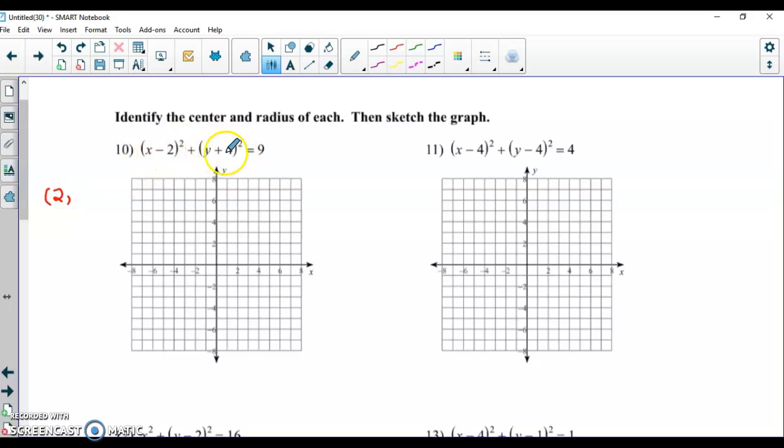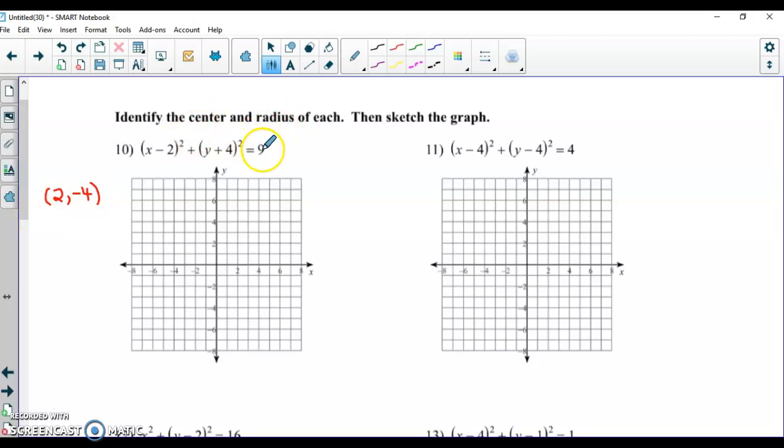And then when I look at this one, I see a 4, but I see a plus. So that must mean that's a negative 4, right? Because there already was a minus there, so minus negative 4 is plus 4. So that's going to be 2 comma negative 4. That's our center.